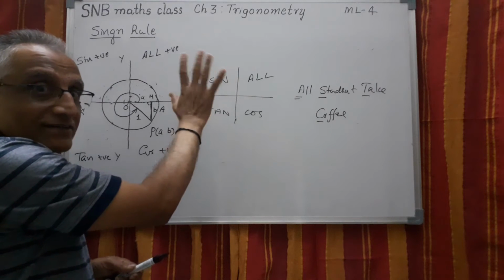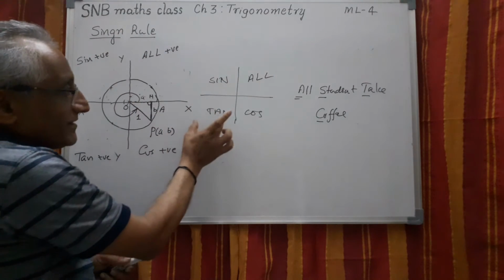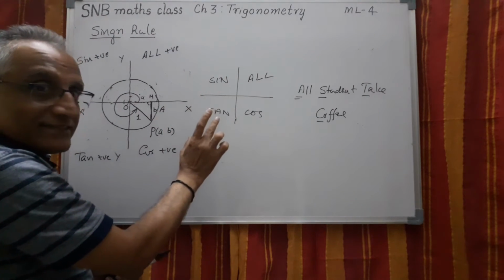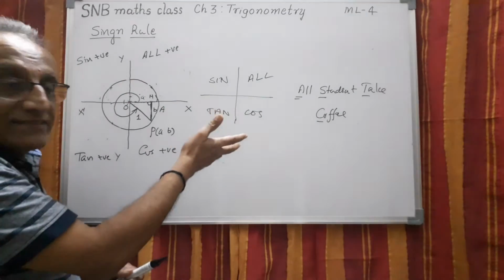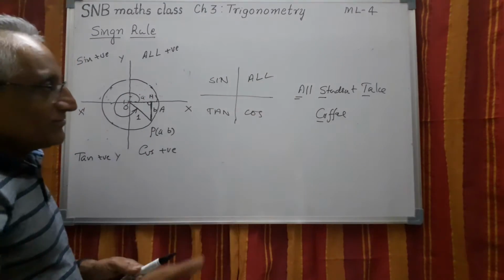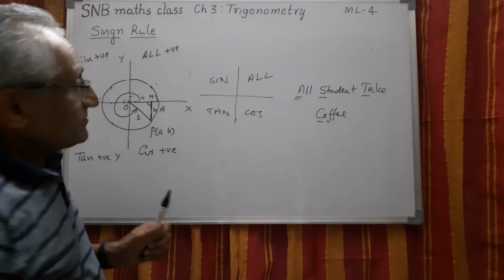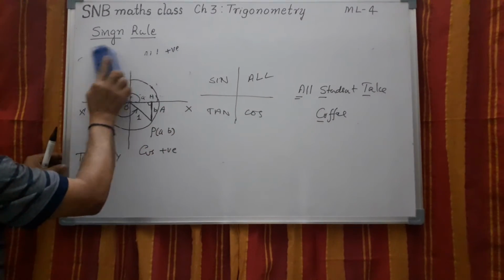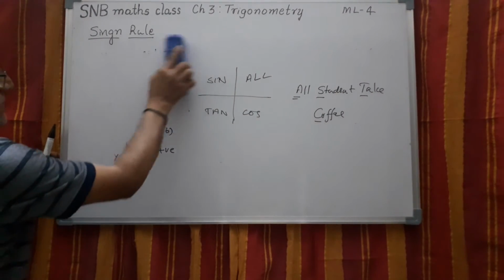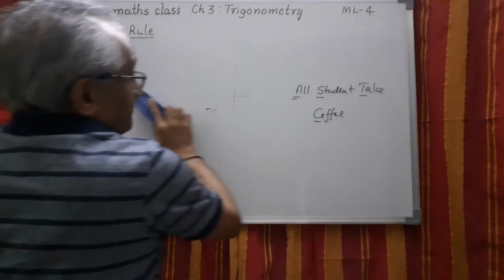Sine positive means the remaining are negative, automatically. Tan positive means cos is negative, sine is negative. Cos positive means the remaining two are negative. So this is the arrangement that is called the sign rule. This is very, very important in solving problems.